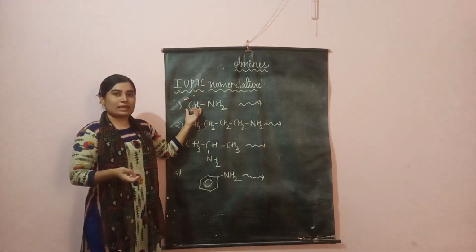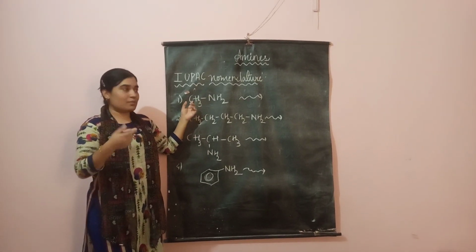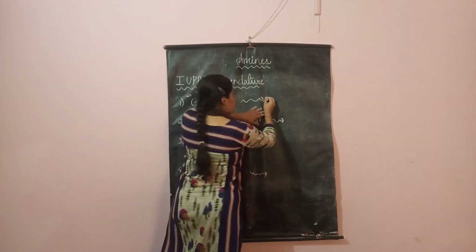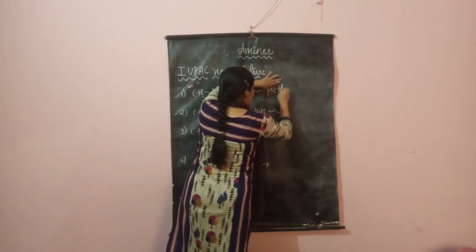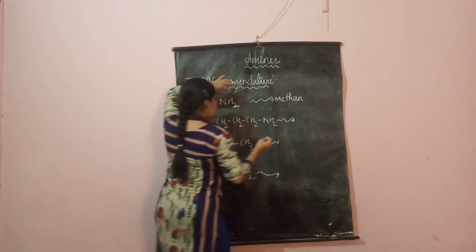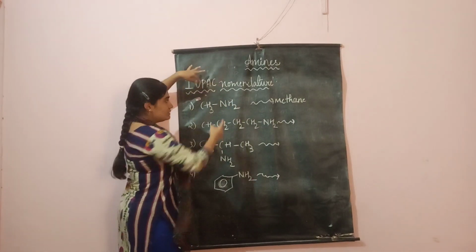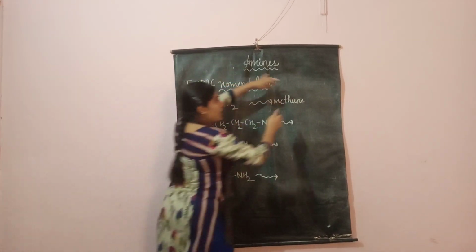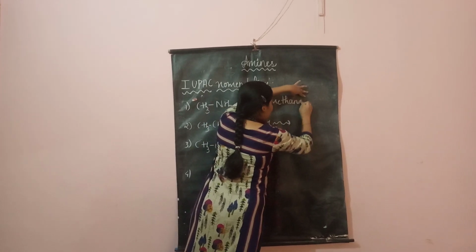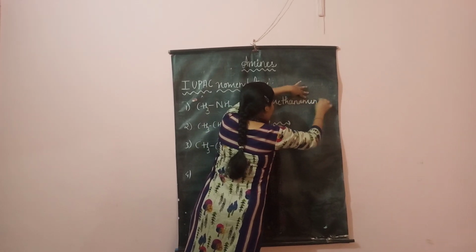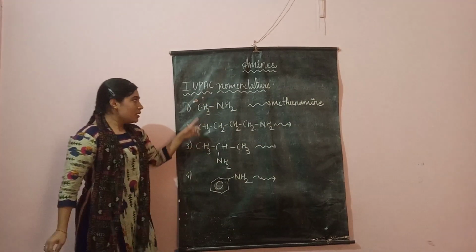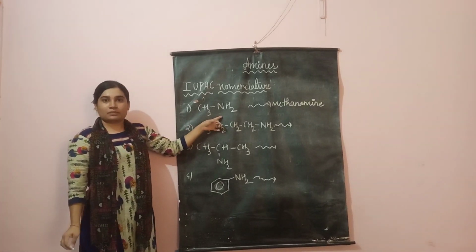So what is the alkane present here? Since one carbon, the alkane present will be methane. Since methane spelling is METHANE. Since I have only one NH2 present, I will be erasing E, and in that place I will be writing the word amine. Methane amine will be the name.